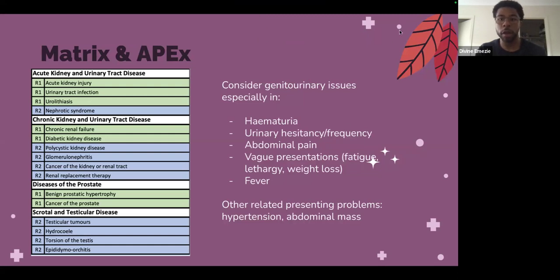And then other related presenting problems, such as hypertension and abdominal masses, more so for multiple choice questions. But there are, through that, some other peripheral topics that might be important to think about. Bilateral renal artery stenosis is one cause of hypertension in patients we wouldn't expect to have it. And of course, renal tumors for kids with abdominal masses, but we'll get into that later on.